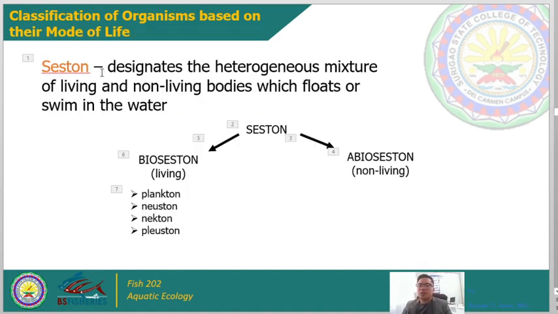Now, another classification are ceston. Ceston designates the heterogeneous mixture of living and non-living bodies of organisms which floats or swim in the water. So we classify further the ceston as a tripton and the bioceston. A tripton are basically non-living, heterogeneous bodies of debris that floats above the water. Ang mga bioceston are the living, like the plankton, the neoston, the nekton, and pleoston. So, unsa man ni sila ang mga plankton, unsa man ang mga neoston, unsa man ang nekton, ug unsa ang pleoston. So, we will understand that each.